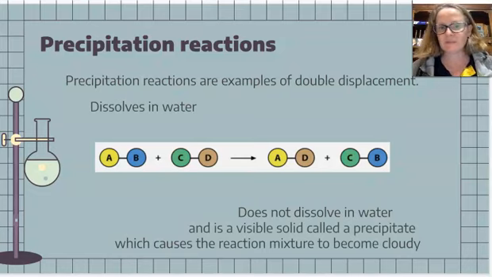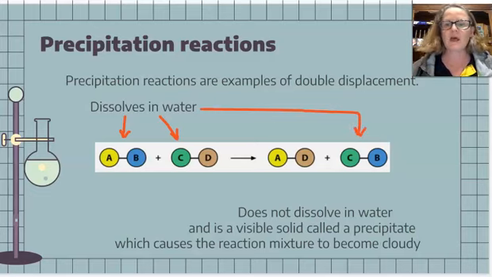What's interesting about precipitation reactions is whether things dissolve or not. So in a precipitation reaction, the things that dissolve in water are the reactants. So these are solutions, as well as one of the products. And the other product does not dissolve in water. So this is where our solid comes from. That is our precipitate. And this is what causes the reaction mixture to become cloudy.